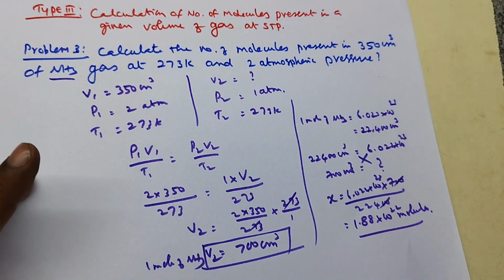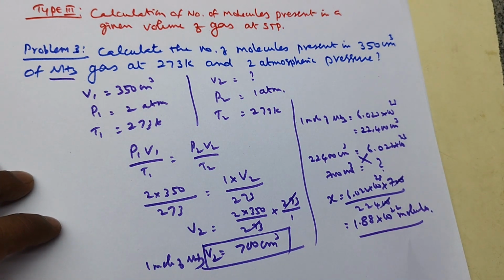So here the question is: calculate the number of molecules present in 350 centimeter cube of ammonia gas at STP, that is 273 Kelvin and 2 atmospheric pressure. Thus we can work out the problem like this.